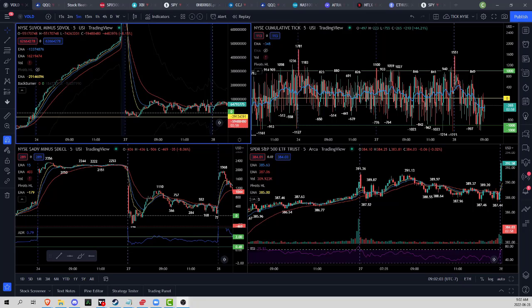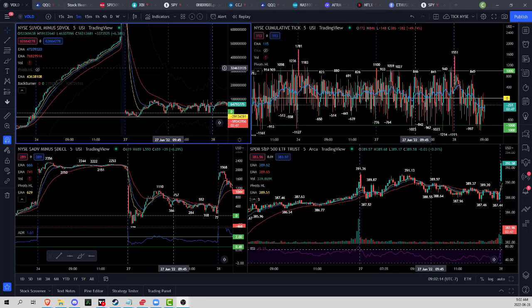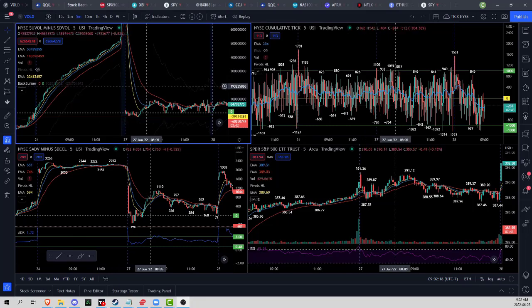What we're going to do first is take a look at NYSE, and this is where we're going to spend our time today. We're going to look at a few different things. We're going to look at UVOL, DVOL, we're going to look at ADD, TICK, and then finally price action. In each of these charts here, we have a strong day and a weak day.